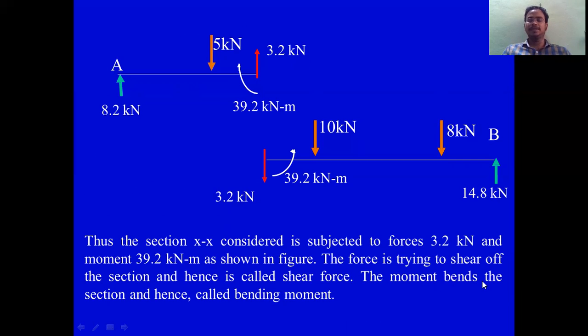The moment that bends the section, and hence it is called bending moment. The moment which is bending the member at that particular point, how much bending moment is there? It means 39.2 kilonewton meter. So one bending is clockwise, the other one is anti-clockwise, the reaction bending. So this is how the sign conventions and the bending for shear force and bending moment are taken.